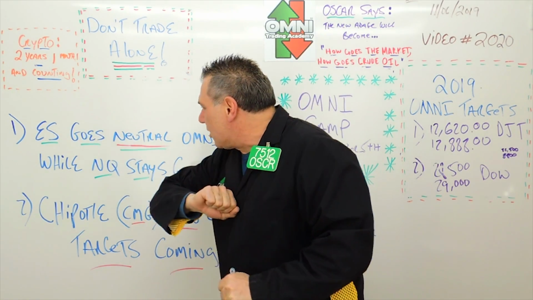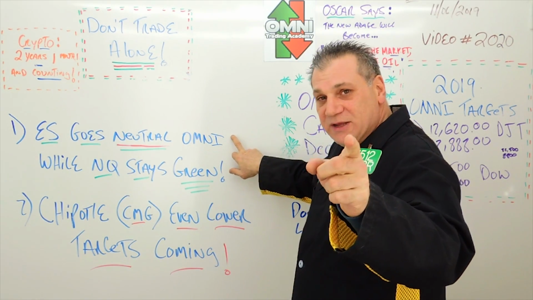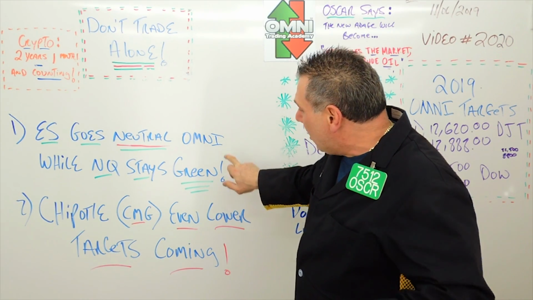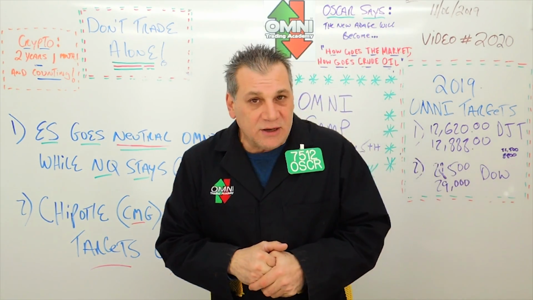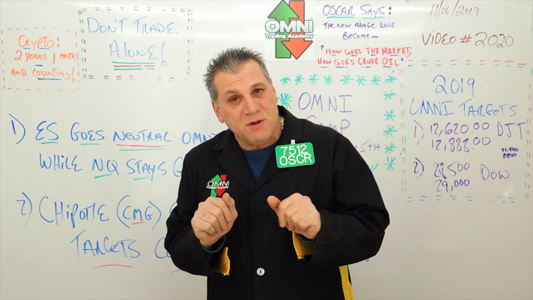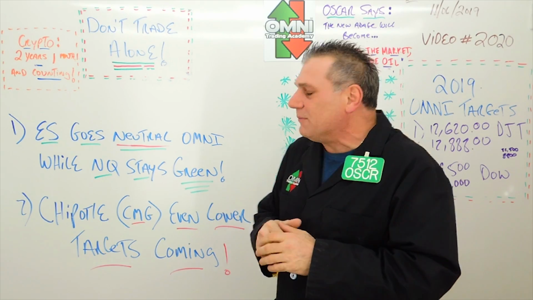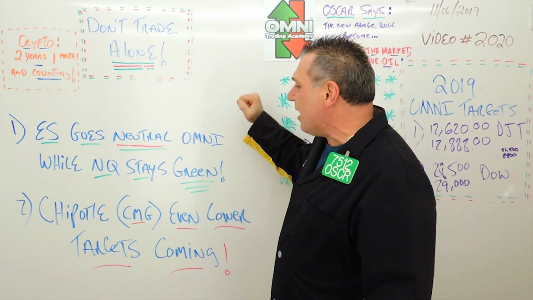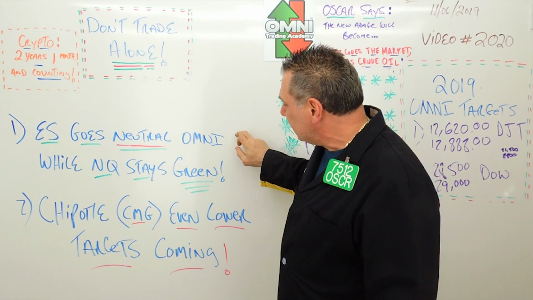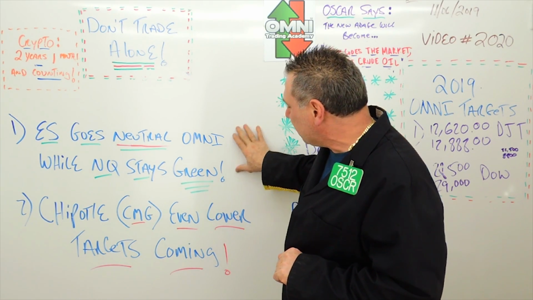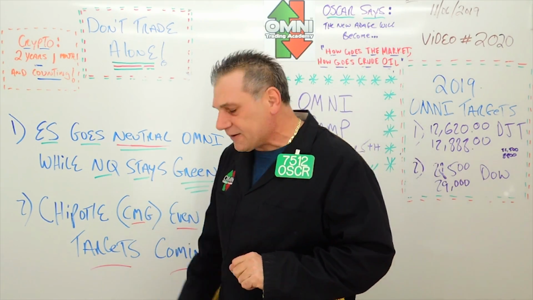So, number one on the board, ES Omni turns neutral. It went cold on us while the NASDAQ stays green. So I'm going to keep my hands out of the S&P for trading on Wednesday, and maybe we'll take a stab at getting long on a dip in NASDAQ. However, instead of that powerful, really green Omni we've had in all the indices, ES got a little cold for trading on Wednesday and went neutral, so let's be careful, but we still have the green NASDAQ.